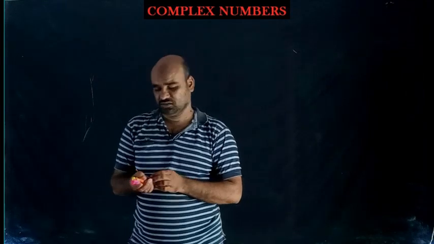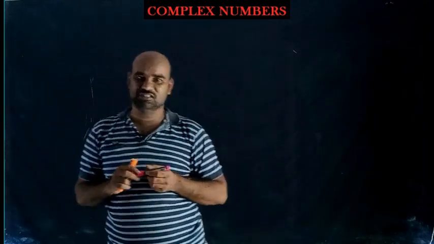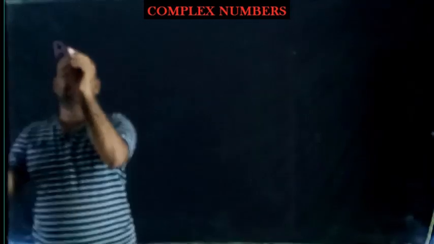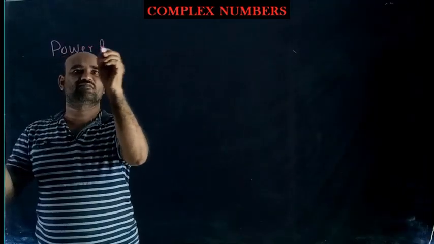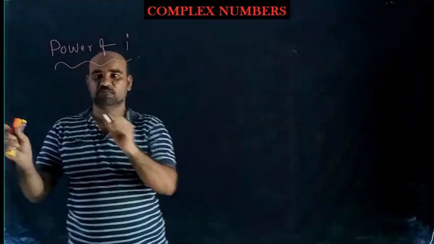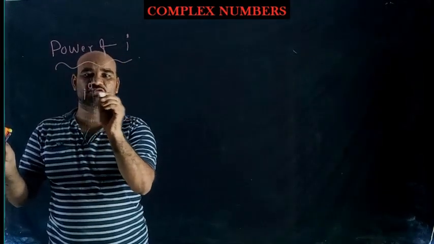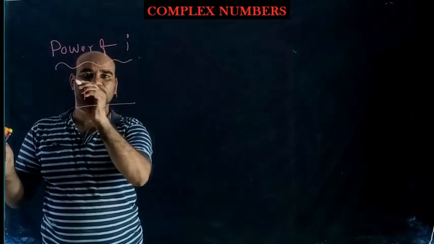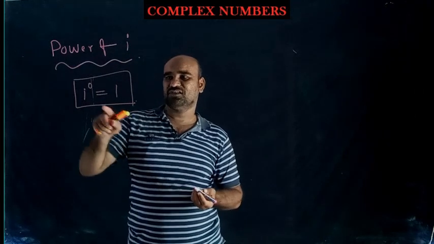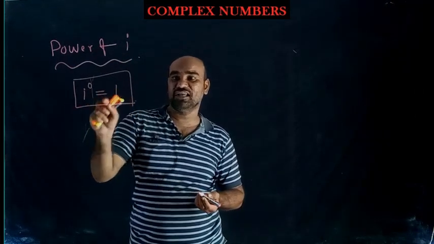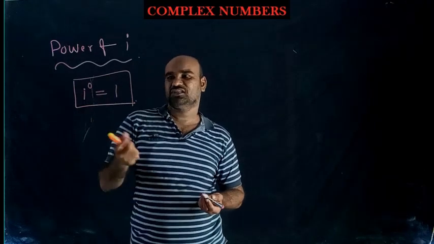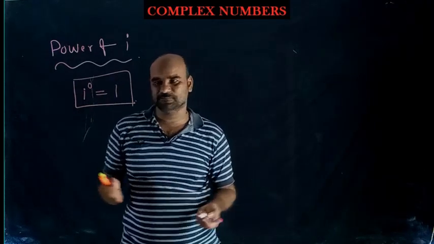Student, next concept, important concept: power of iota. Listen, iota power 0 is 1. Everyone accept it, because anything power 0 is 1, as long as that anything is not 0. Iota is never 0, it is root over minus 1. That's why iota power 0 can be treated as 1.